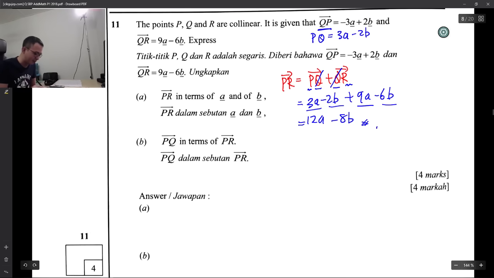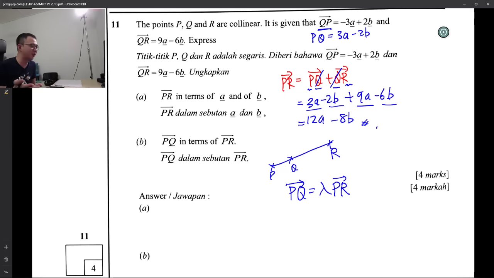And they ask about PQ in terms of PR, because the question tells me PQR is collinear, right? So therefore, I can say PQ equals lambda PR. Because they are collinear, I can always do that. And you might ask, how about PQ equals lambda QR? You can do that also, but the question wants PQ in terms of PR, so I better use the PR rather than QR.